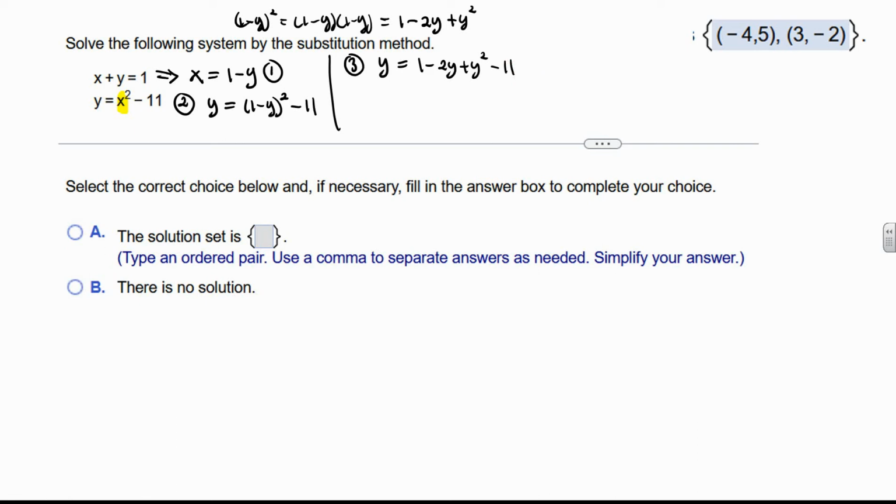Since it's a quadratic, that is, it has a y squared in it, I'm going to get everything on the same side. So I'm going to subtract the y on both sides. So I get 0 here. I'm going to write the y squared first. This is minus 2y minus y, and then 1 minus 11 is minus 10. So this is 0 is equal to y squared minus 3y minus 10. Hopefully we can factor.